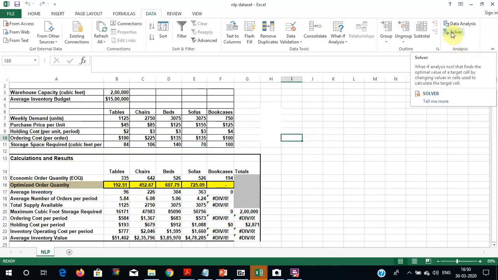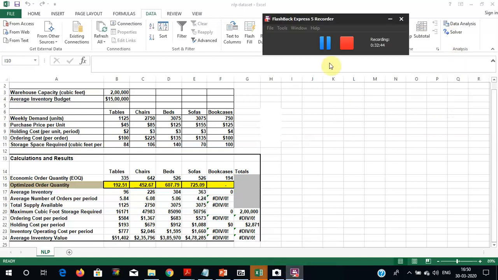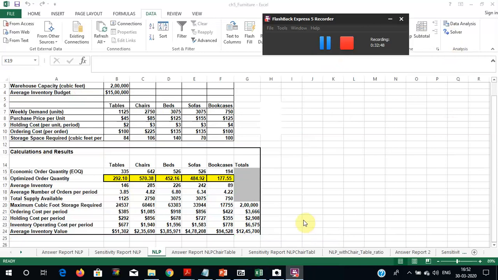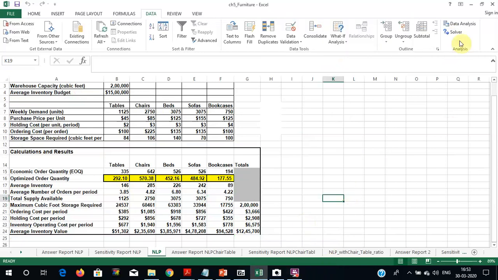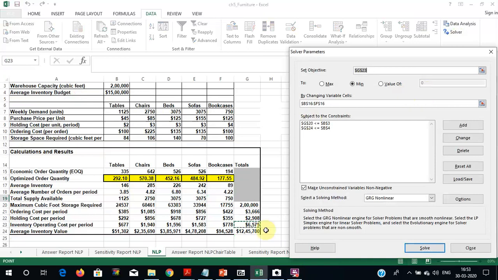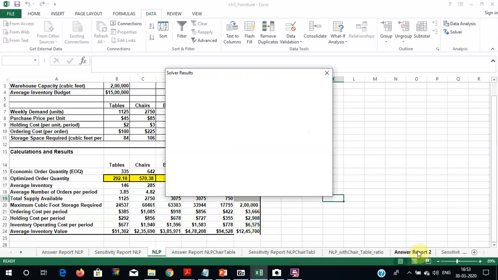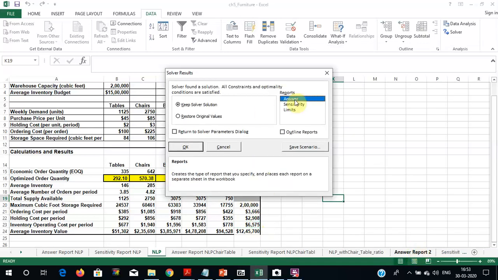Oh, there's an issue. Okay, let's try one more time. As we've done before, we minimize the inventory operating cost per period by changing the variable cells B16 to F16. The maximum cubic storage required is less than 200,000. The average inventory value is less than B4. Change to nonlinear. Okay, we have found the solution. Let's select.